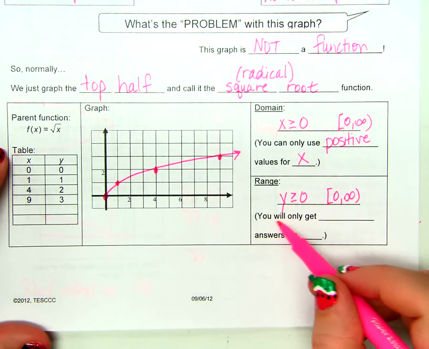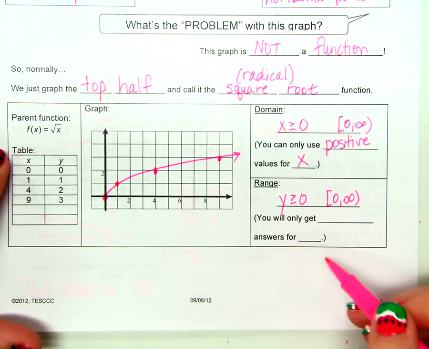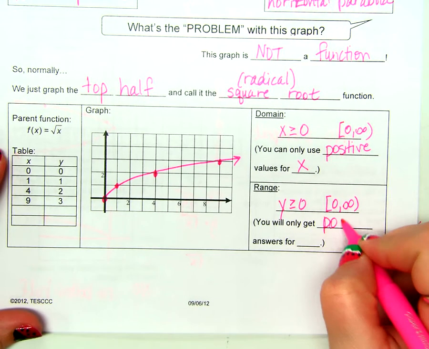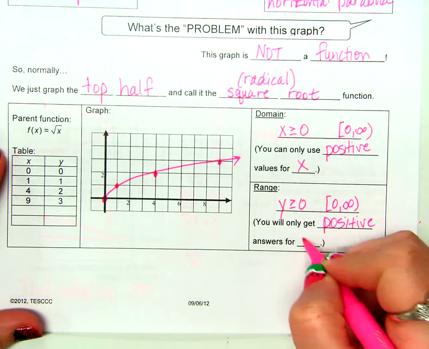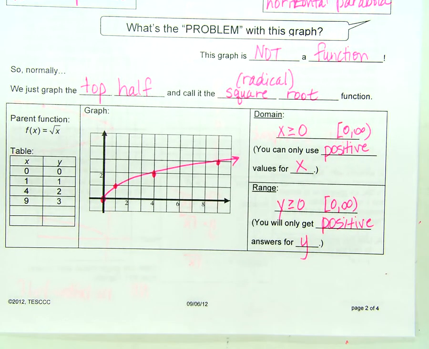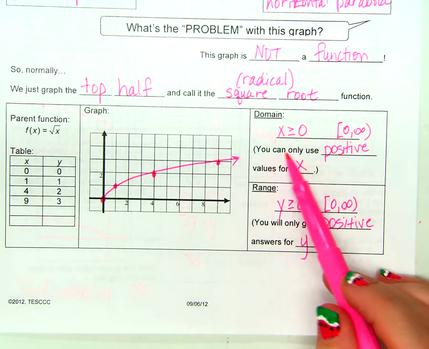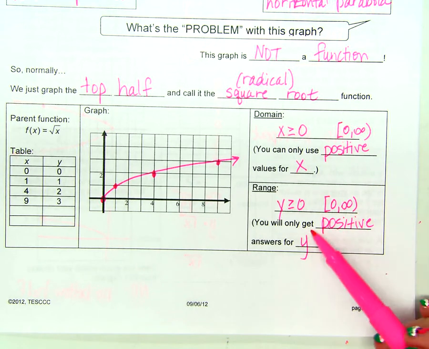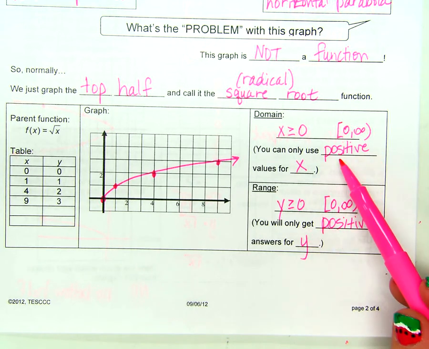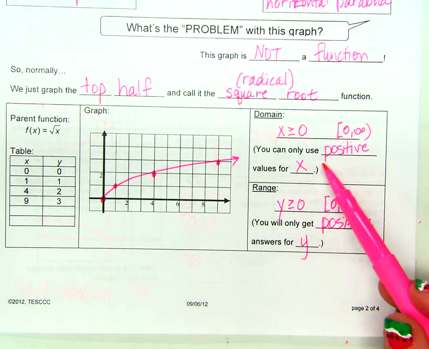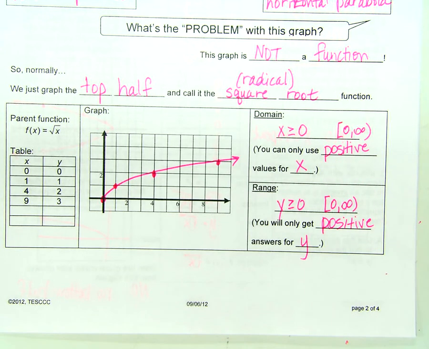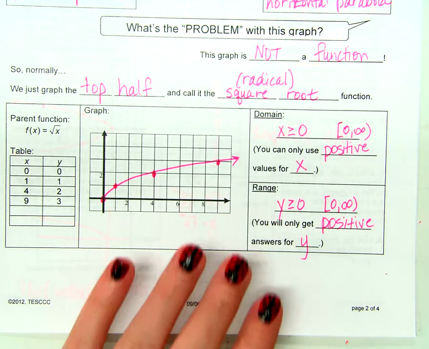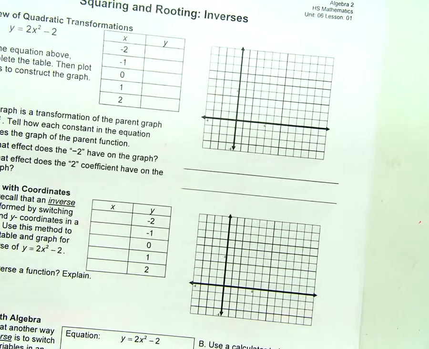What's this one? You will only get blank answers for blank. So before we go on, why are those two phrased differently? Yeah, you can only put in values for your domain, and you only get out values from your y, right? In this case, if you put positive values for x, which is all you can do, you're only ever going to get positive values out for y. Fair enough? Okay, just want to make sure you understand the language.